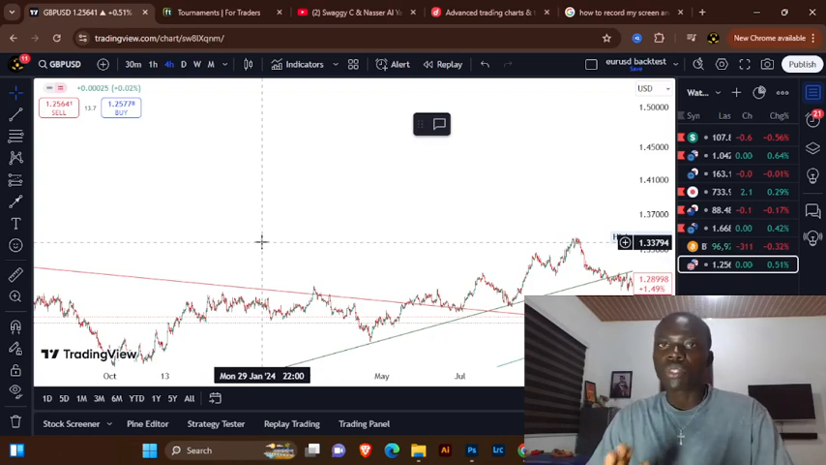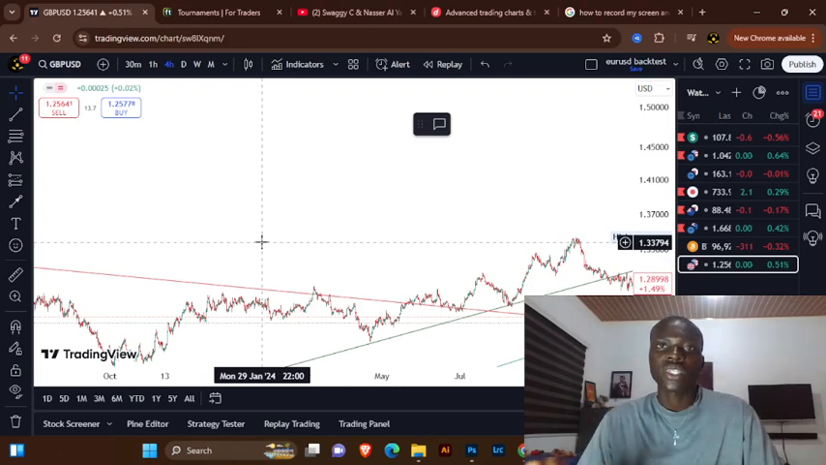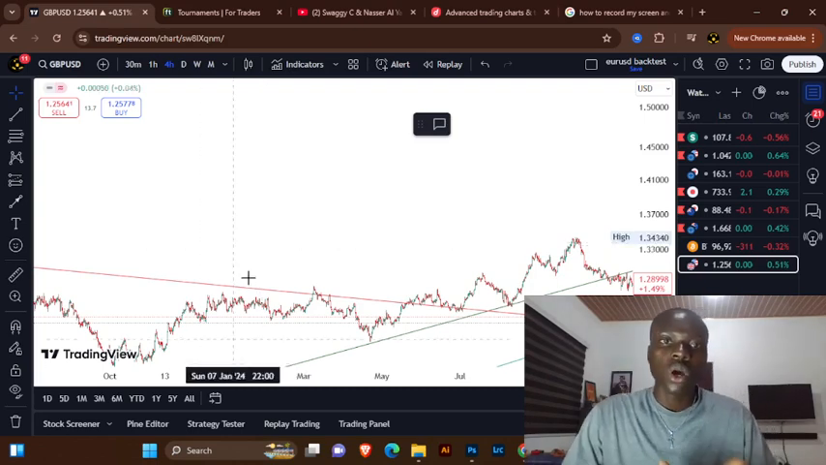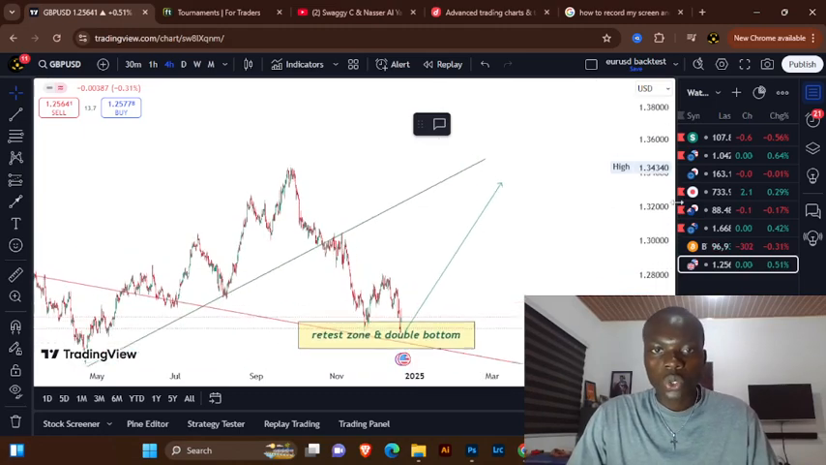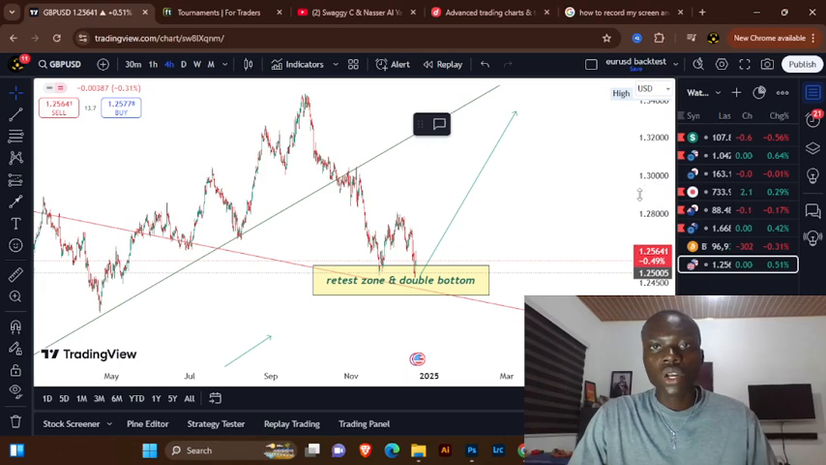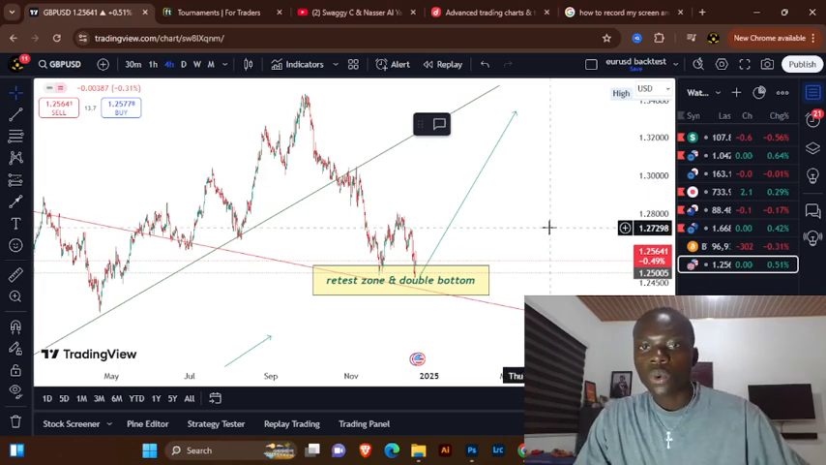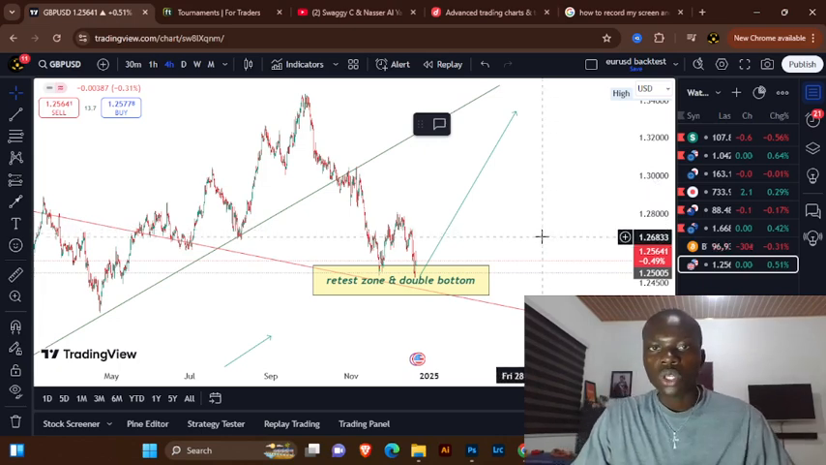So the direction of GBP USD is uptrend. It's going up. So in an uptrend, we can't try to sell, you know, that's going against the market. We can't afford to sell because we are going against the trend.